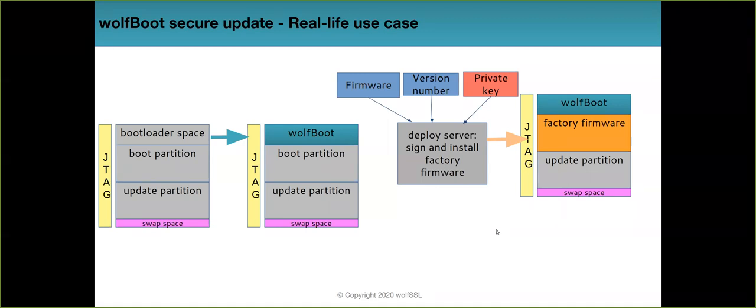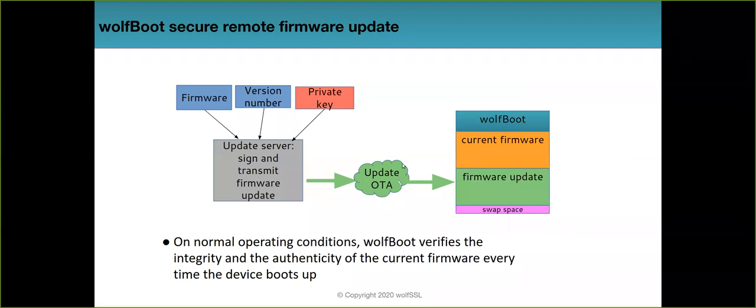So if you want to do an update, what you do is, again, you take the firmware, you up the version number, and you use your private key that never left your server, you sign your image, and you send it securely using wolfSSL TLS 1.3. Your application that's running on the target, which has connectivity to the outside world, would receive the firmware image, and it would call wolfBoot to do an update.